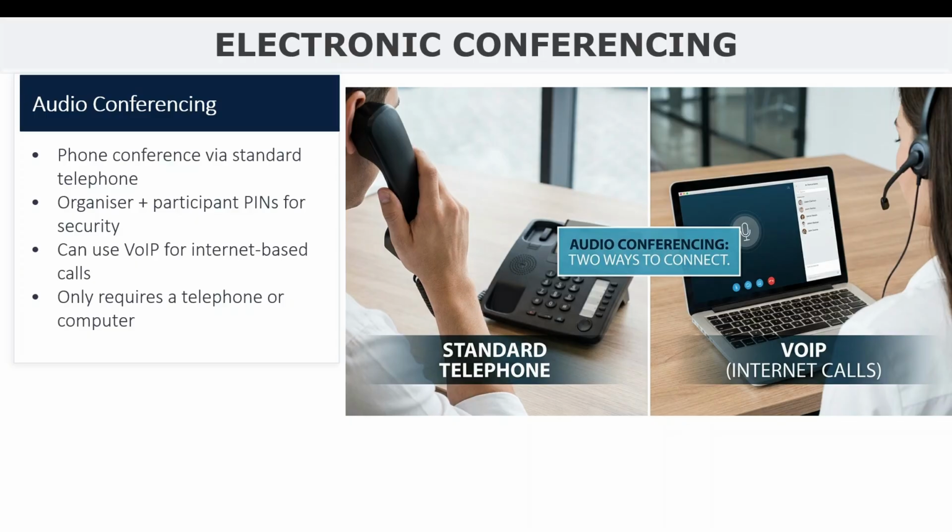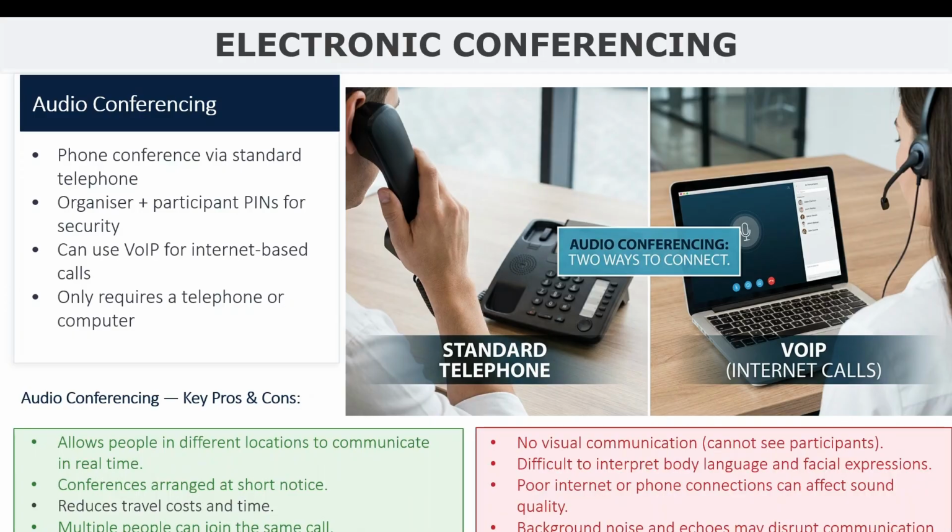All right, and then we've also touched on the use of computers to make audio calls. Now, again, there are some pros and cons as far as audio conferencing is concerned. So the first one, it allows people in different locations to communicate in real time. The conference again can be arranged at short notice, and it reduces the time to travel, and the money involved can be saved. Now, multiple people can join a call at the same time.